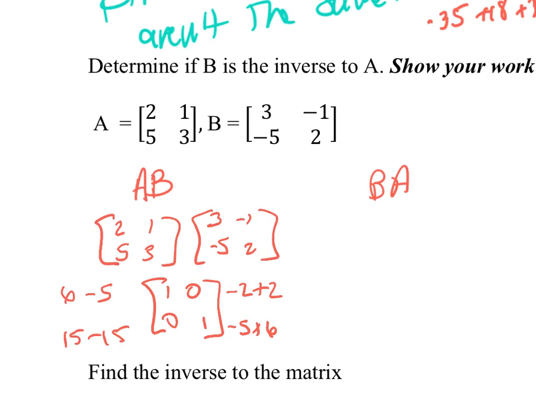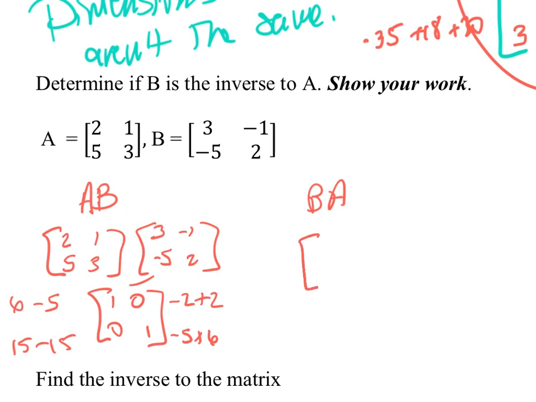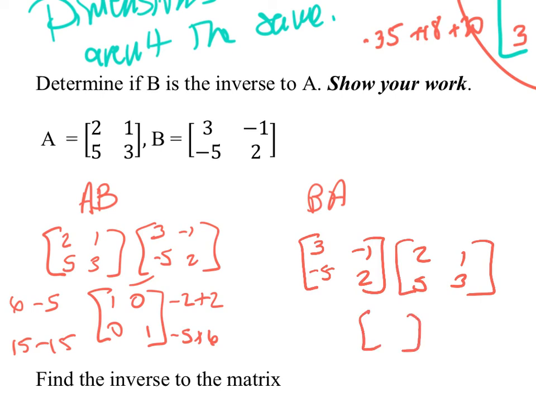Negative 5 plus 6 is 1. So there we've created the identity matrix. Now we're going to do the exact same thing, but I'm going to multiply B times A. So B is 3, negative 5, negative 1, 2. A is 2, 5, 1, 3. So first row, first column, 3 times 2 is 6. Negative 1 times 5 is negative 5. 6 minus 5 is 1.